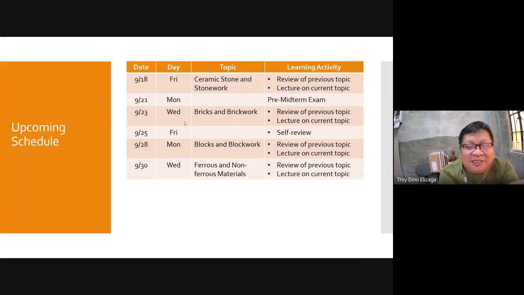Especially for architects, you should not think that way. And then ferrous and non-ferrous material, these are actually metals. So much later.